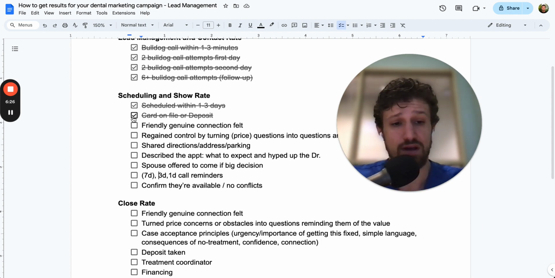Of course, it's pretty important to be tactful with how you go about doing this. We have some scripts and things like that we use. But the card on file is definitely a great way to increase that show rate.